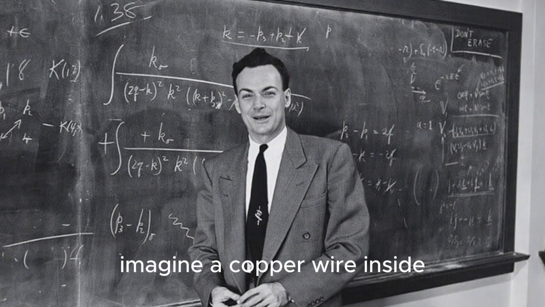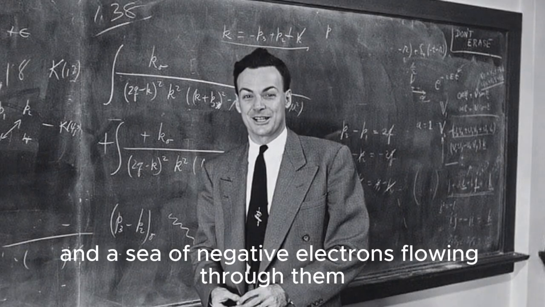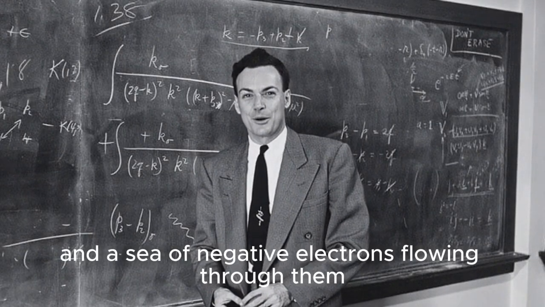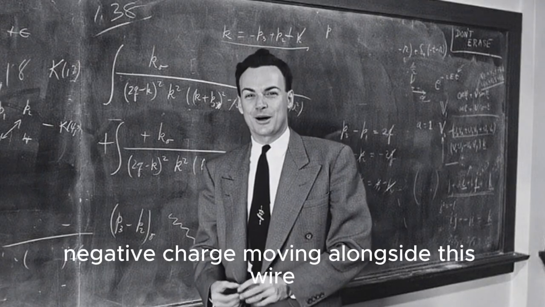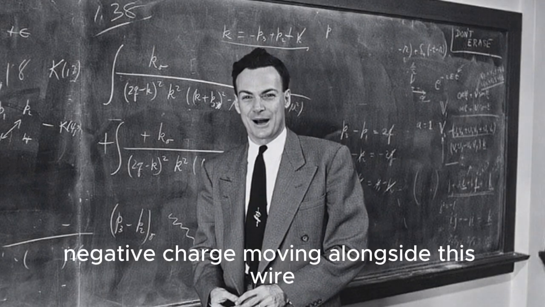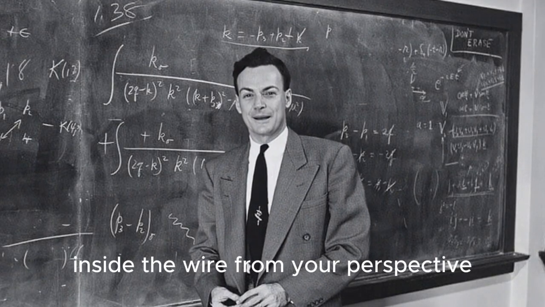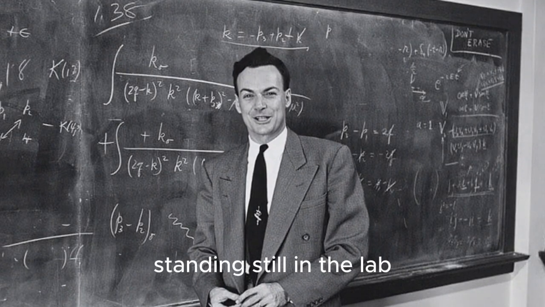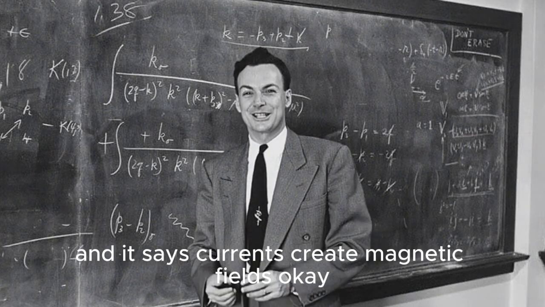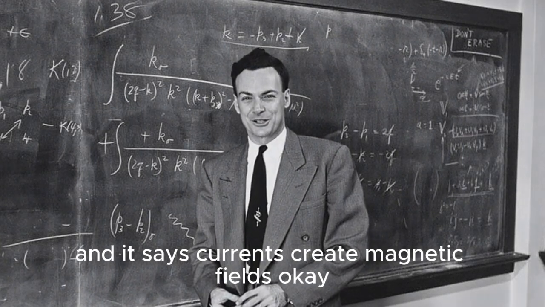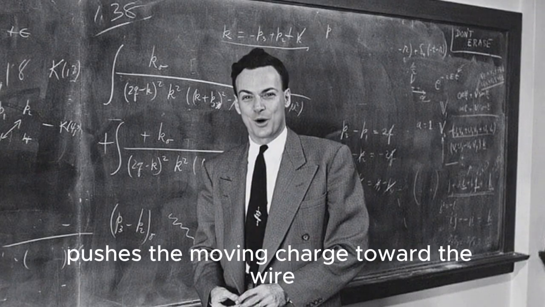Imagine a copper wire. Inside, you have positive copper ions fixed in place and a sea of negative electrons flowing through them like a river. This is the current. Now imagine a single negative charge moving alongside this wire at the exact same speed as the electrons inside the wire. From your perspective, standing still in the lab, you see a current. You check your rule book, and it says, currents create magnetic fields. Okay? The magnetic field pushes the moving charge toward the wire.